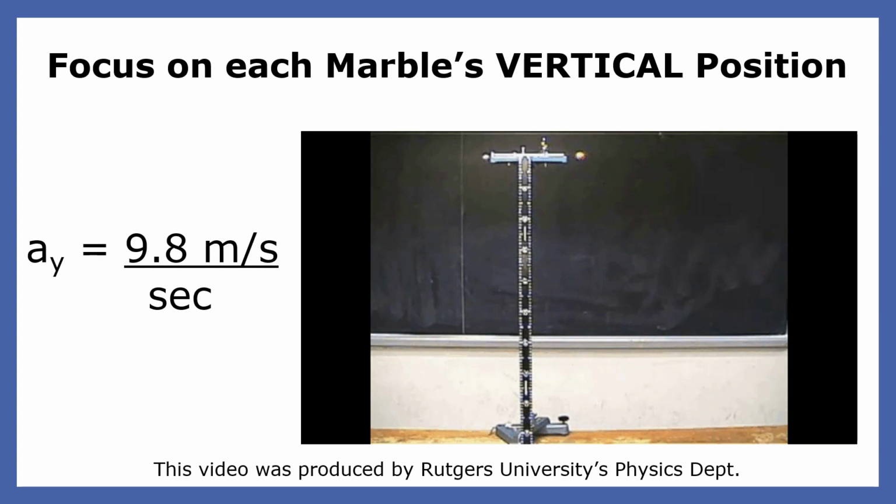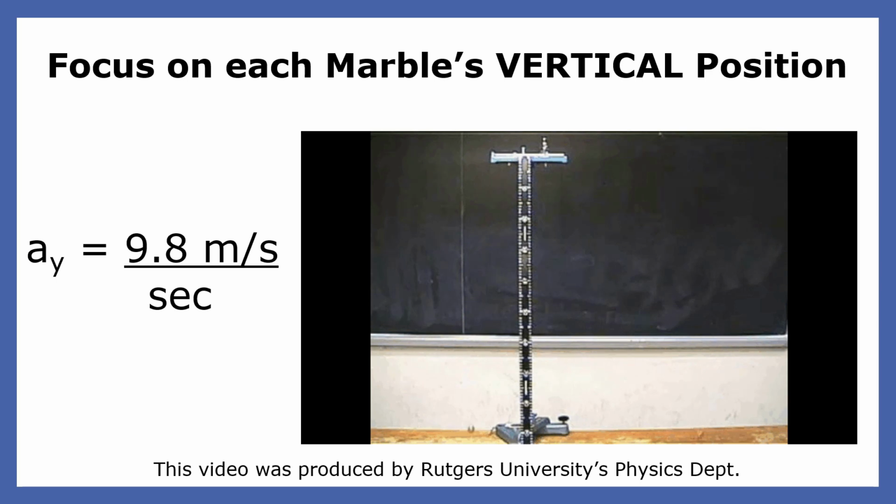Now let's focus on the vertical position of a marble projected horizontally after it leaves the mechanism. Since the marble in this video is projected horizontally, its initial vertical velocity is zero. When it leaves the mechanism, the constant vertical force of gravity increases the vertical velocity of the sphere by 9.8 meters per second every second.